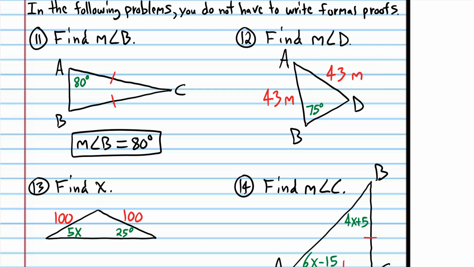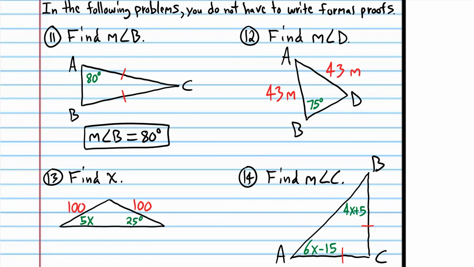So that means the side opposite this angle, if it's 75 degrees, then the other angle over here that's opposite 43 must be 75 also. Now just be aware that we don't know what this angle is unless we use the triangle sum theorem. So don't confuse those angles. We're looking for the measure of angle D. So the measure of angle D is 75 degrees. So again, these problems are very easy.